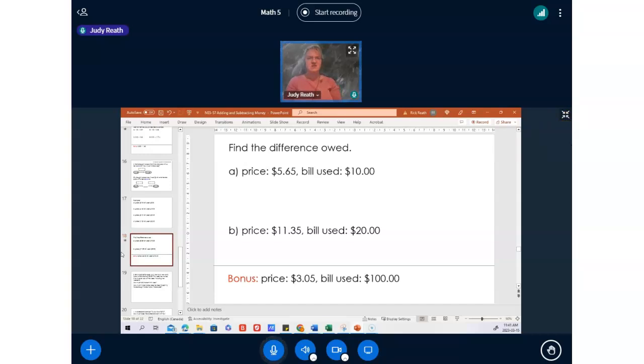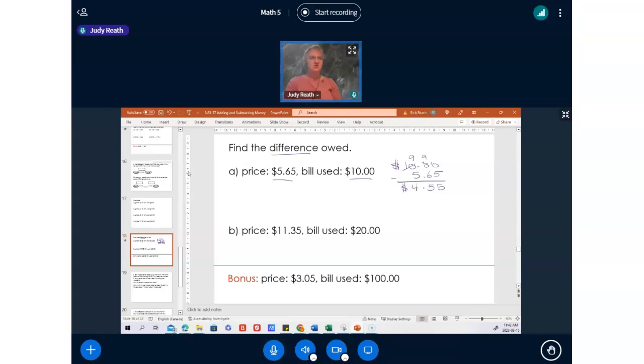Sometimes too here you'll have to find the difference owed. So the price, for example, $5.65, and the bill used, $10. Same thing as finding change, right? So you start with the $10 and subtract $5.65. And again, we have to borrow for this one. Often happens, right? 9, 9, and 10. 10 minus 5 is 5, 9 minus 6 is 3, and 9 minus 5 is 4. So $4.35 is our answer for this one.